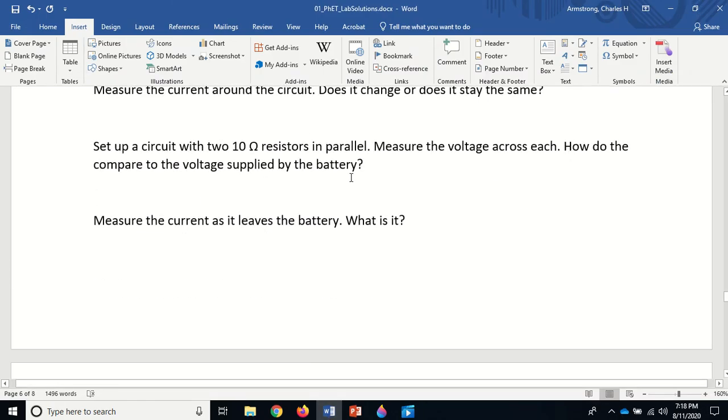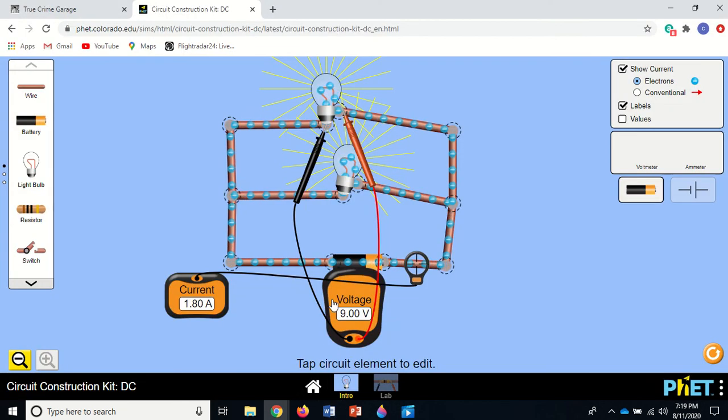So the voltages are the same. All the voltage from the battery is the same voltage we have across both of those. The reason is this battery is holding all of this at 9 volts. It's holding all of this at 0 volts.